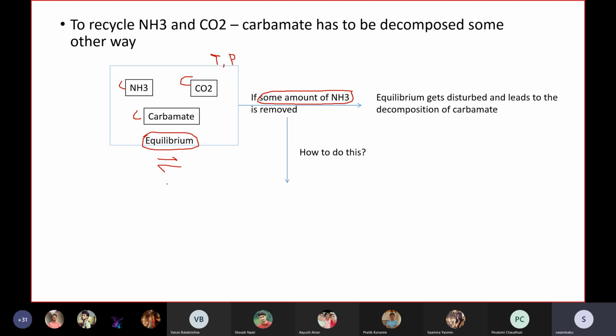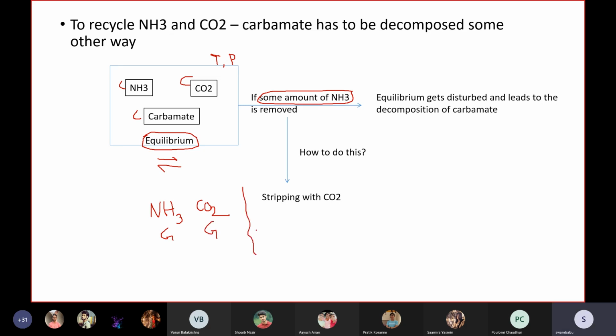So how do we remove this ammonia? We can strip ammonia with the help of CO2. Suppose we have gases where ammonia is present, suppose we have ammonia and CO2. If I do the stripping process with the help of liquid CO2, these are the gas and these are the gas.